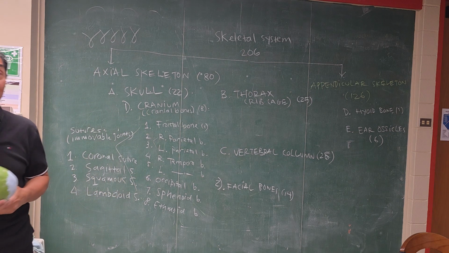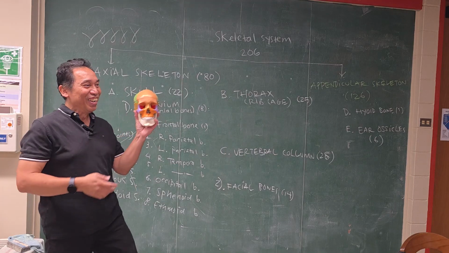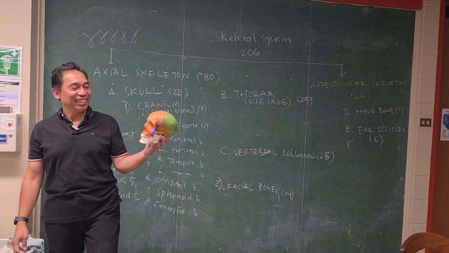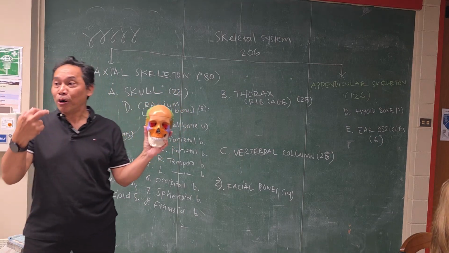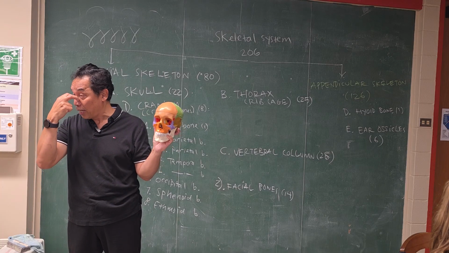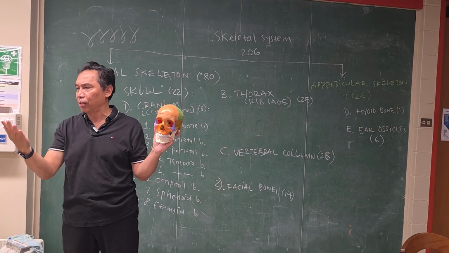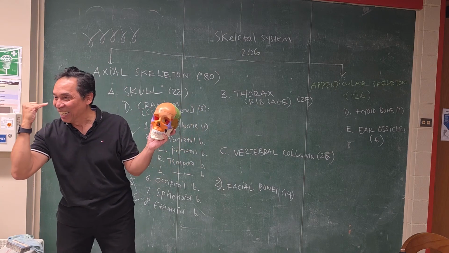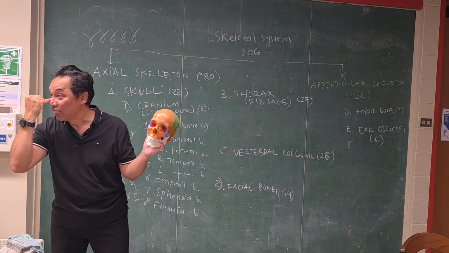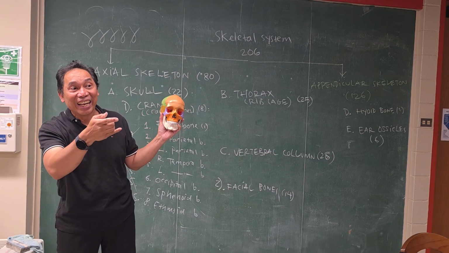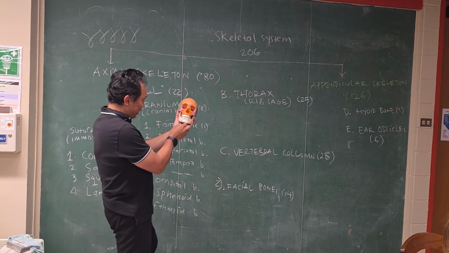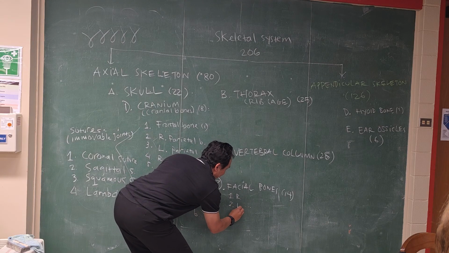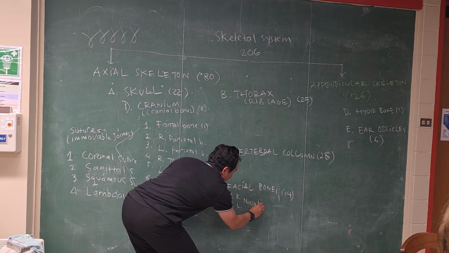On my face, I don't want to say on your face. How many bones on our face? 14. Let's start from this bone here. We have small bones on our nose, left and right. What do you call it? Nasal bone. So we're going to put 1 and 2. Right and left nasal bones.